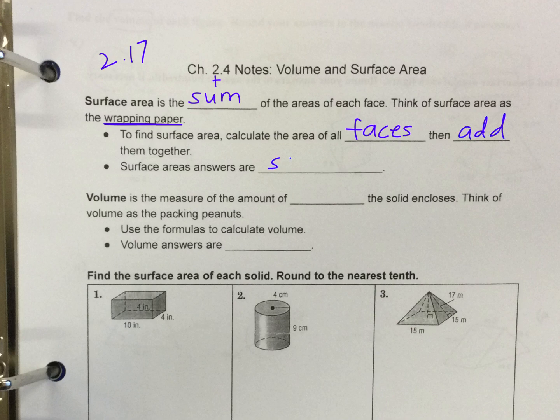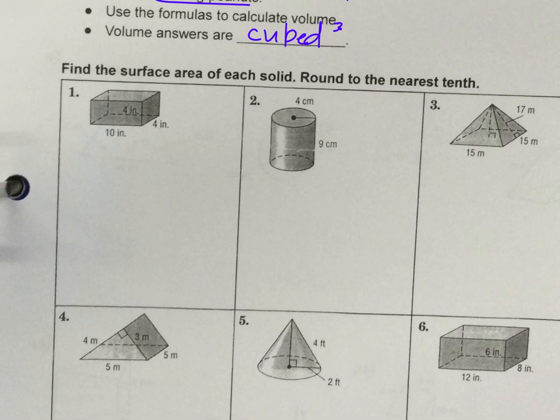Surface area answers are squared. So they're squared when we write the answer. When we talk about volume, it's the measure of the amount of space a solid encloses. Think of volume as packing peanuts. How much can I fill in with? And we're going to use the volume formula to calculate that. And volume answers are always cubed. So we're going to start and practice some surface area questions first.